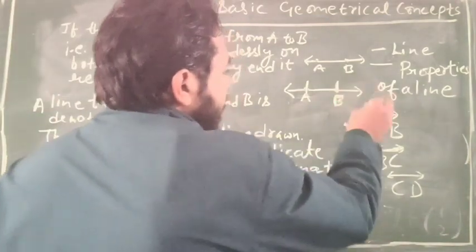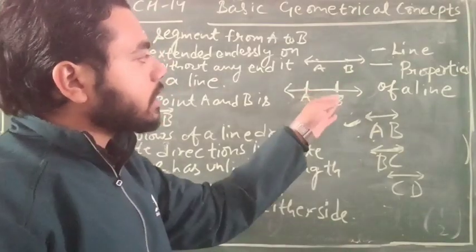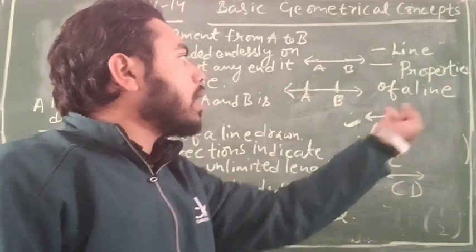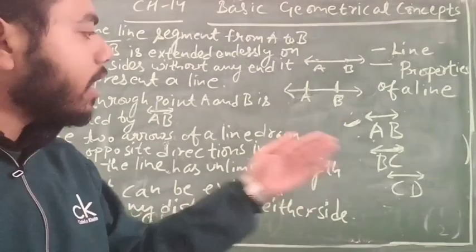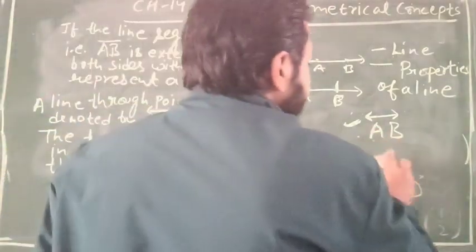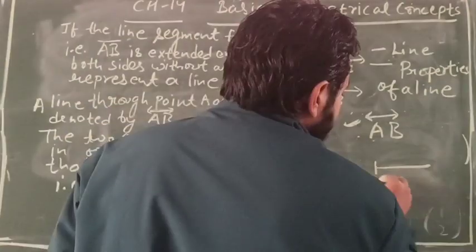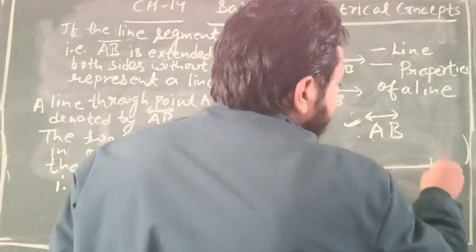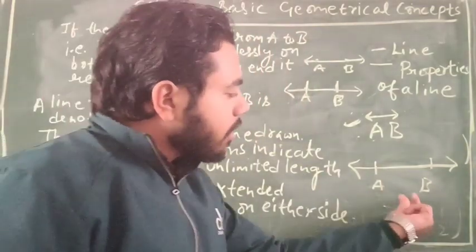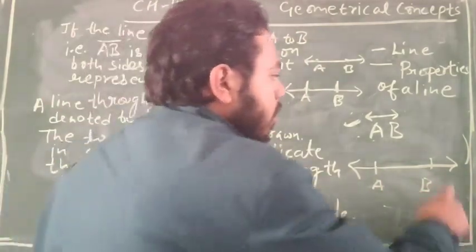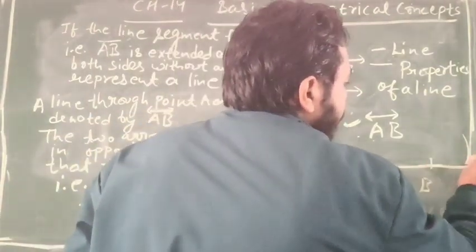So it can be extended to any distance on either side. We can extend this line in the B direction and also in the A direction. Here we can say, suppose there is a line AB. We can extend it in both directions, so you just extend it.